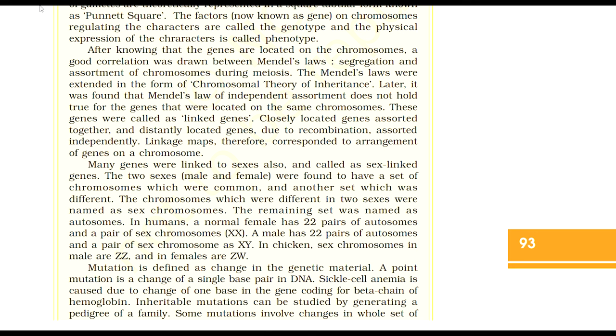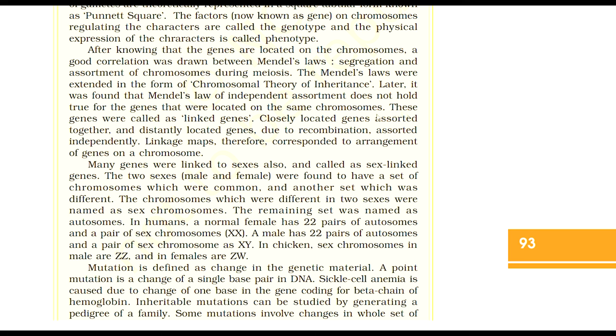After knowing that the genes are located on the chromosomes, a good correlation was drawn between Mendel's laws and the segregation and assortment of chromosomes during meiosis. Mendel's laws were extended in the form of the chromosomal theory of inheritance. Later, it was found that Mendel's law of independent assortment does not hold true for genes that were located on the same chromosomes. These genes were called linked genes.